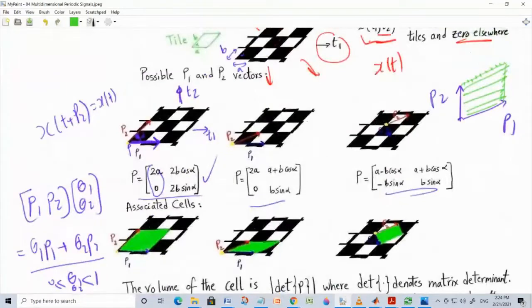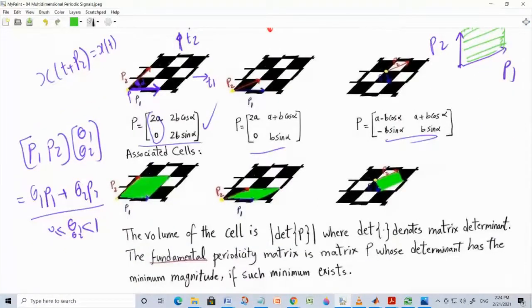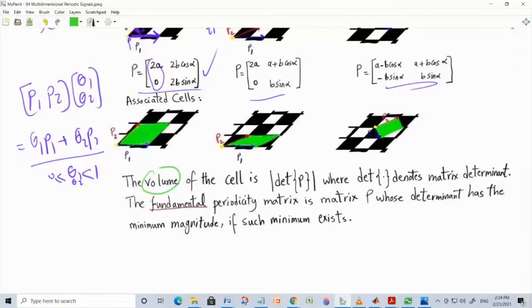Okay, so the fundamental cell again is like this, basically it has a volume. Okay, so I will use the term volume. But by volume here, this volume is length in 1 dimension. It is area in 2 dimensions. It is volume in 3 dimensions and so on. But in many cases, I will just use volume and you understand what I'm talking about based on the dimensionality.